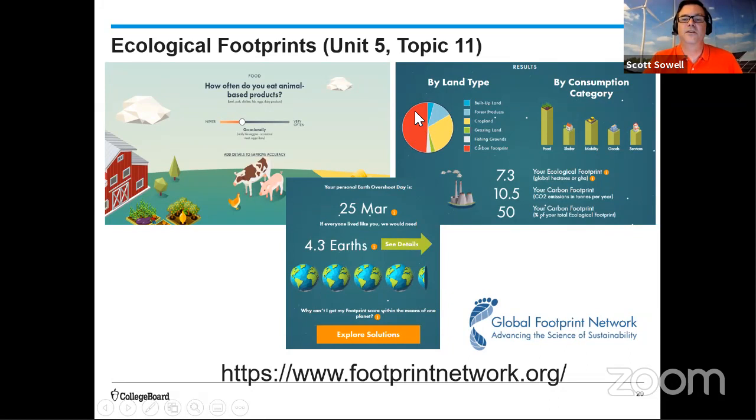Really interesting stuff on the carbon footprint. So definitely go through there, play around with it, click on the solutions button, a really cool learning tool to explore some of the solutions that you could pose to decrease your ecological footprint.